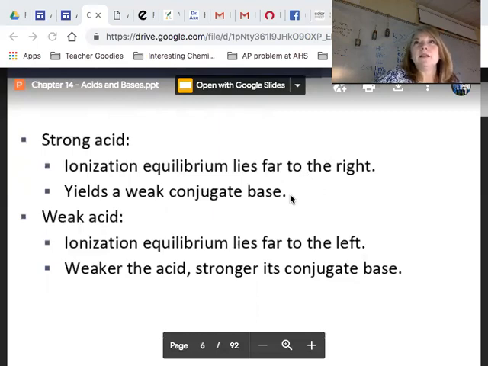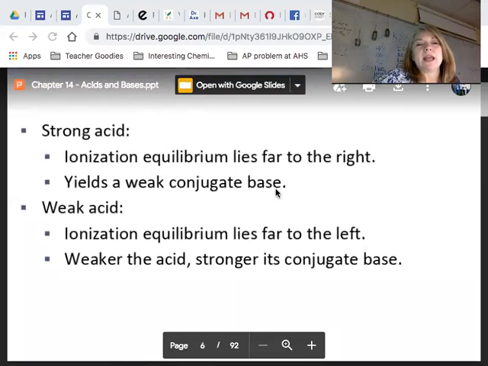A strong acid. Okay, so let's go back. We're on strong. So a strong acid yields a weaker conjugate base than water. And then a weak acid gives a stronger conjugate base than water.